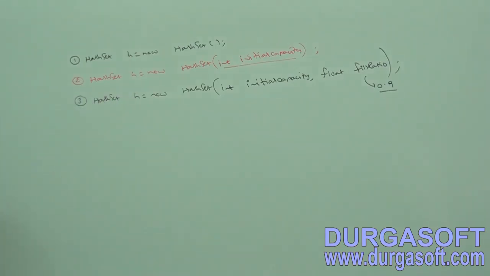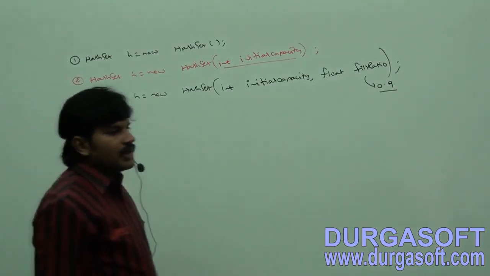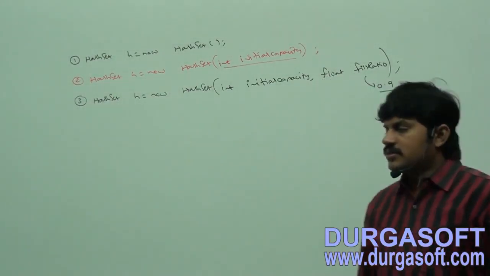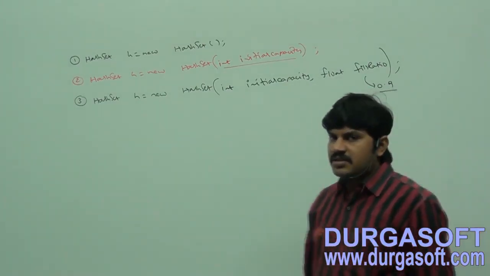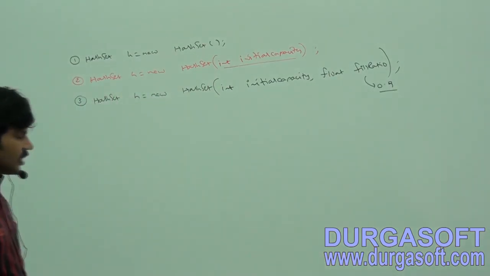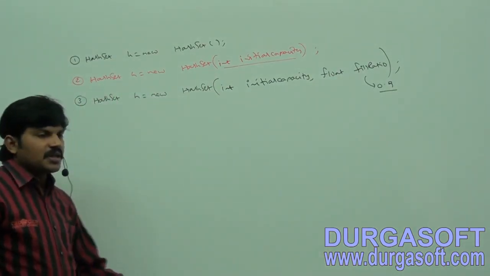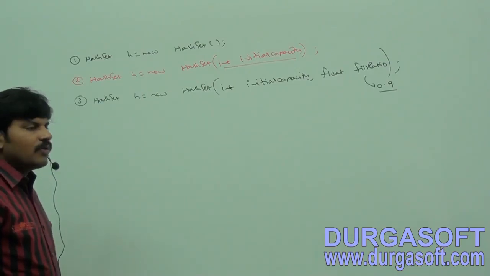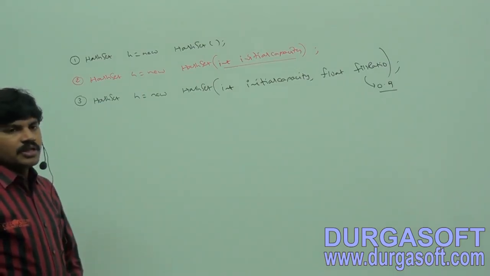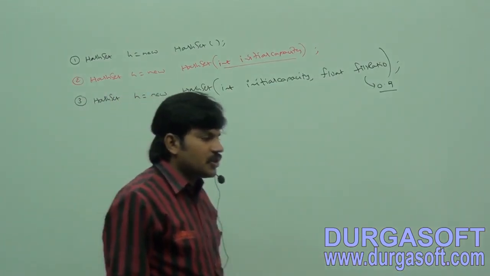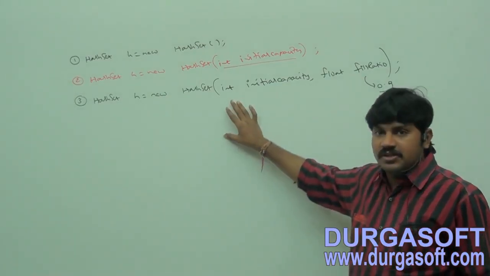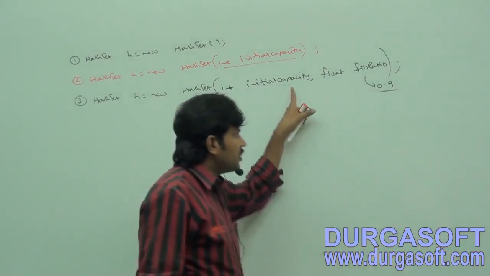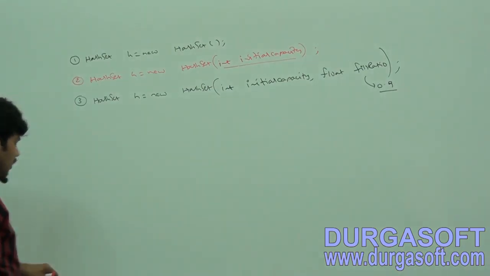Third constructor: HashSet h = new HashSet(int initialCapacity, float fillRatio). No explanation is required, because we are just customizing the fill ratio and initial capacity.